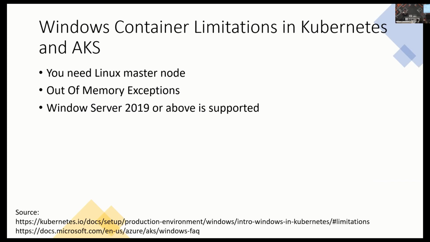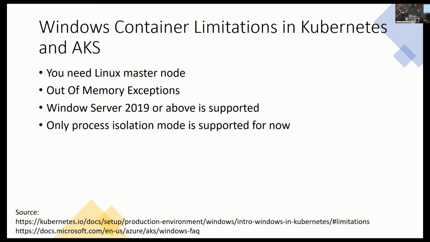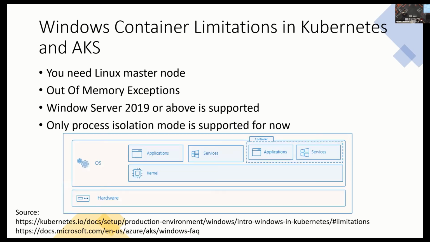Also, in Windows containers, you need to have at least Windows Server. In Kubernetes, your images need to be from Windows Server 2019 or above. The older images are not supported. Only process isolation is supported for now in Kubernetes. In Windows containers, we've got 2 types of isolation modes.